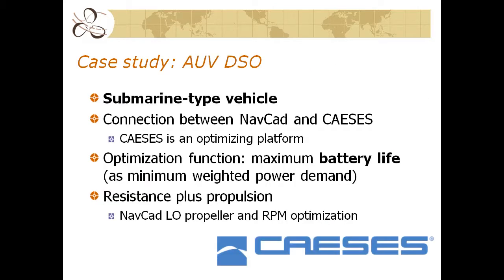Now this is really interesting. This was a project that we did with a company called Friendship Systems, who produces a tool called CASIS, and it was a design space optimization for a submarine type vehicle. And in the same way that we just saw Excel connecting with NavCad, CASIS as a third-party tool connects with NavCad.